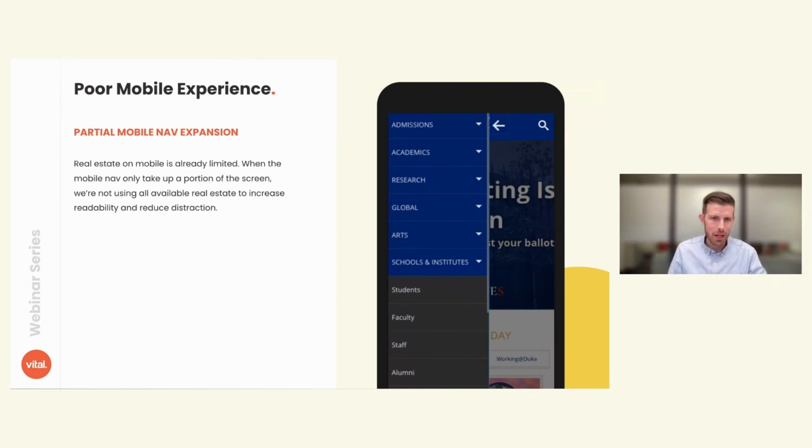Another one, partial navigation, partial mobile nav. Here you can see it's taking up like 60% of the screen. This was all the rage, I don't know, 5-6 years ago. Hey, we want to make sure they still understand which page they are on and they can see it. But generally what happens is you're just limiting the real estate that you have. You're already limited on mobile, and then you're cutting it in half again. That's just making it harder on the user to find what they're looking for.